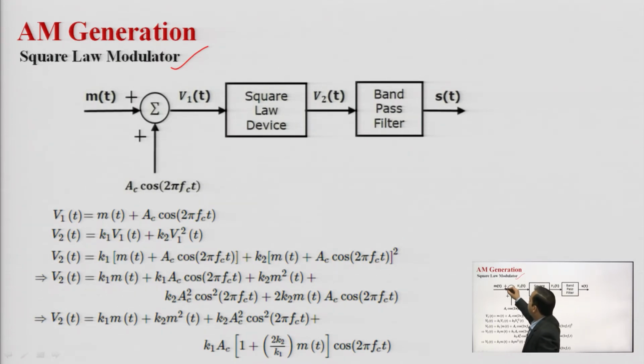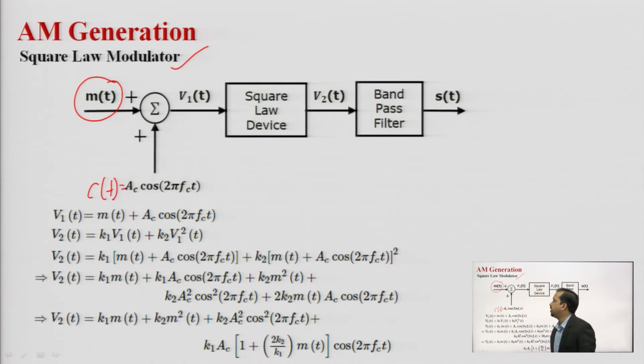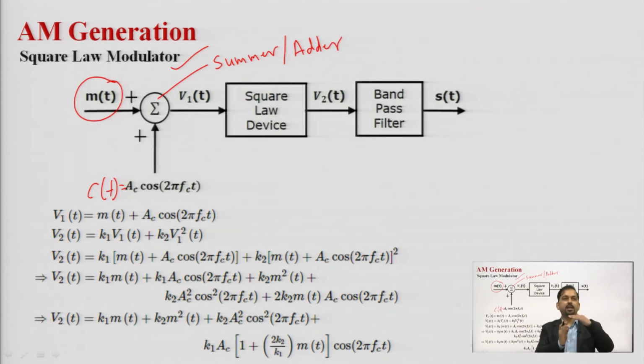So we have this message signal m(t), this is the carrier signal c(t), which is Ac cos 2 pi fc t. This is called the summer, or the adder also. At this particular node, both the signals m(t) and c(t) are just added. So after that it will result in a signal which is v1(t).